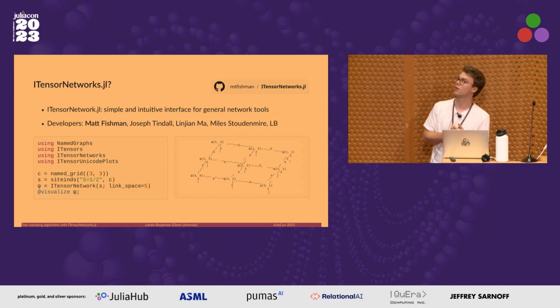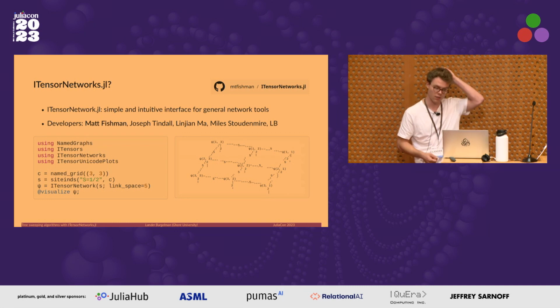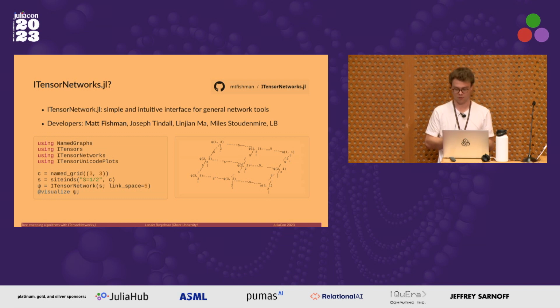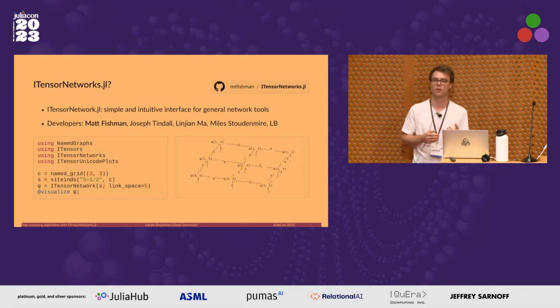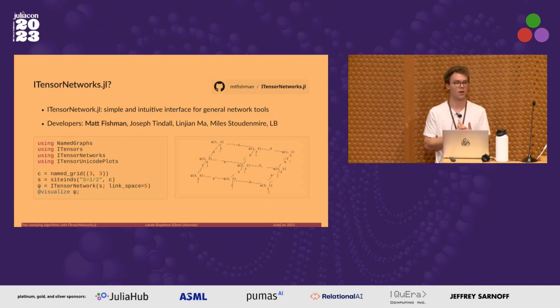ITensorNetworks.jl, which I added a part to, is a toolbox for general network tools on top of ITensors, which aims to provide a simple and intuitive interface for some of the more advanced or unclear network structures and algorithms. If you want to know about it, you could just rewatch Matt's talk, but in essence, it's a package that allows you to define tensor network states on general graphs and manipulate these in all kinds of fancy ways, as well as print out nice Unicode plots. This is developed by Matt, Joey, Linjian, Miles, and to some degree, myself.